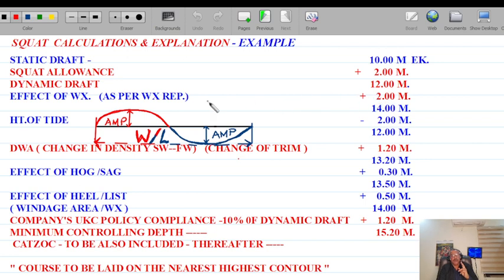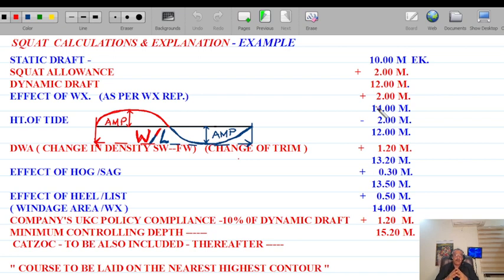So when I take the effect of weather as per the weather report, initially we started with 10 meters at the speed of 10 knots. The squat allowance has come to 2 meters, and your dynamic draft has come to 12 meters. Thereafter, the effect of weather, let's say 2 meters, as shown in your weather report, also has to be added. So now the total becomes 14 meters.